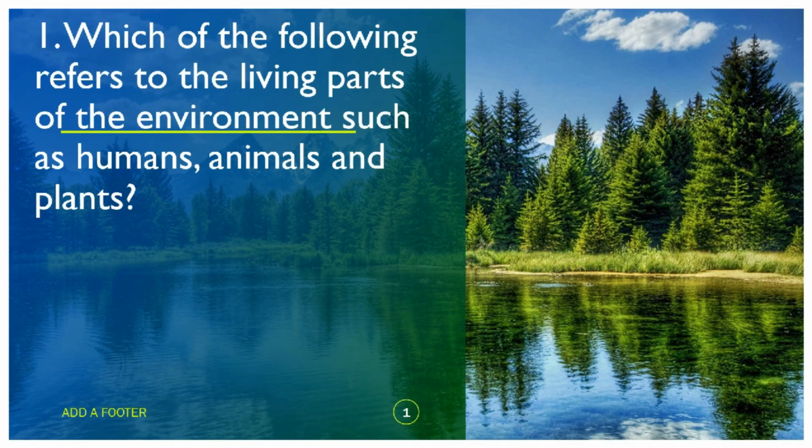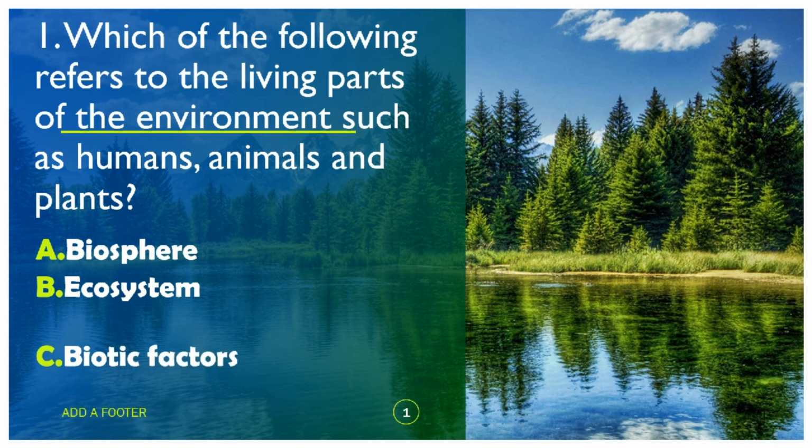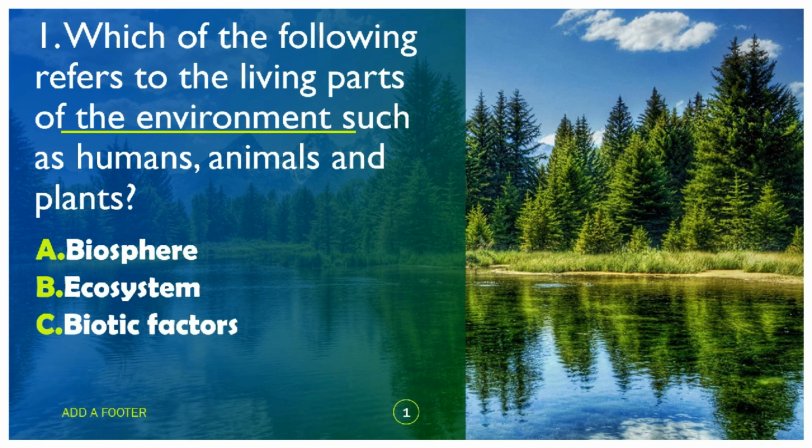Number 1. Which of the following refers to the living parts of the environment such as humans, animals, and plants? A. Biosphere. B. Ecosystem. C. Biotic factors. D. Abiotic factors. Alright, what is your answer? That's right! It's letter C, biotic factors.